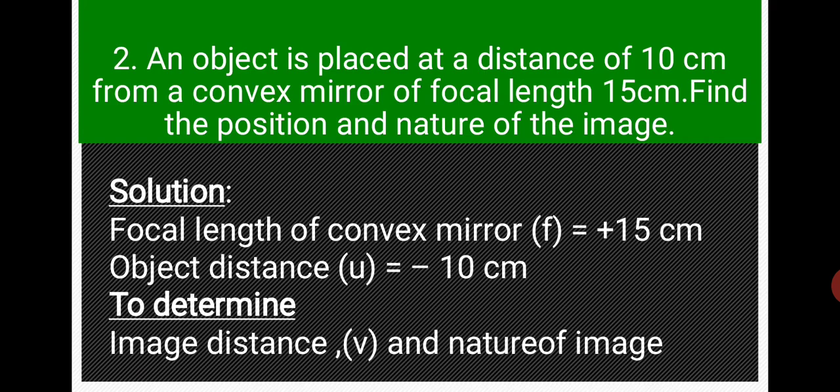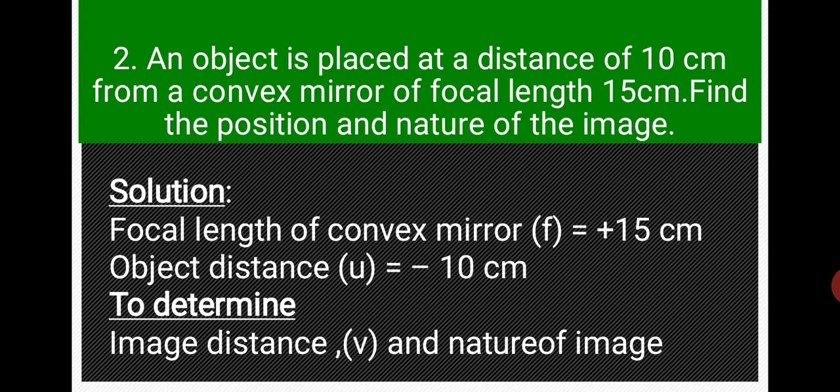Next, the next problem is based on a mirror. So I'll read out the problem here. An object is placed at a distance of 10 cm from a convex mirror of focal length 15 cm. Find the position and nature of the image.